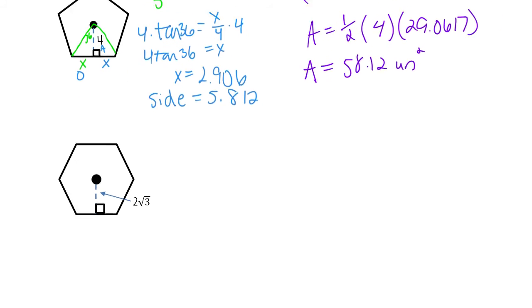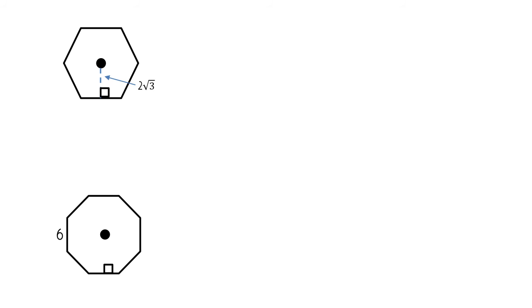Let's try another one. This one's a little bit more exciting. My apothem length is 2 times the square root of 3. I don't know the length of the side. I can find the measure of my central angle though. I've got 6 sides, so we do 360 divided by 6. That's 60, divide that by 2, and I get 30 for my angle measure. I don't know the length of the opposite side as I would need to, but this is a 30, 60, 90 right triangle, and I know the long leg length. So I can use what I know about 30, 60, 90 right triangles to find the length of the short leg, or X.